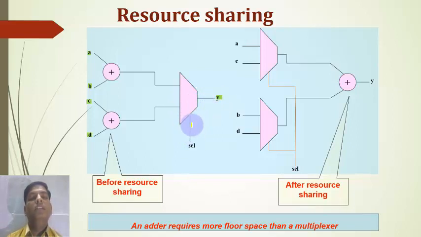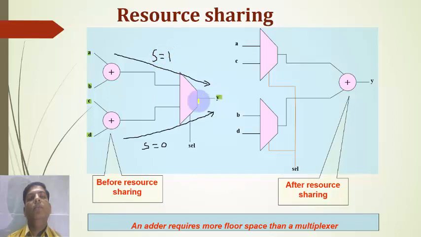If select is equal to 1, then a plus b will get connected towards the y output, and if select input is equal to 0, then c plus d will get connected towards y. In this way it performs the operation of a multiplexer. If s is equal to 1, y is equal to a plus b, and if s is equal to 0, y is equal to c plus d.